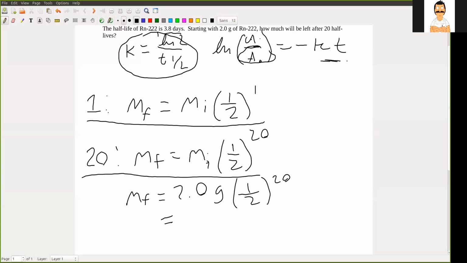And you end up with 1.9 times 10 to the minus 6 grams, or 1.9 micrograms. And that's one way of doing it. If you did it the original way, you'd come up to the same result, but this is just a little faster, a little easier method of calculating this result.